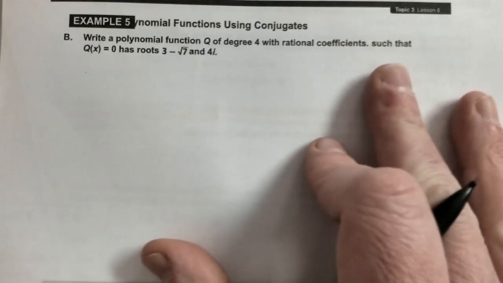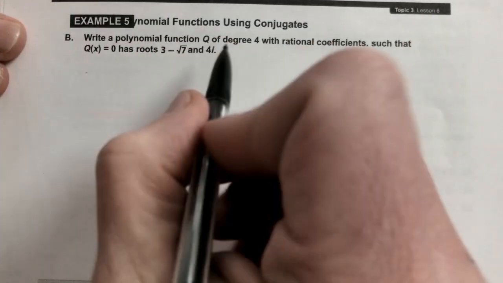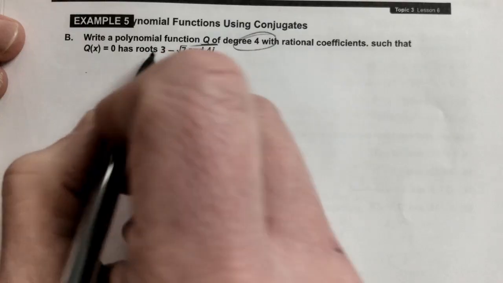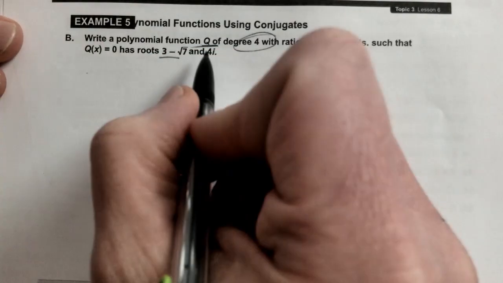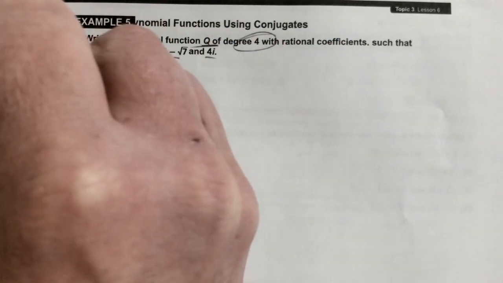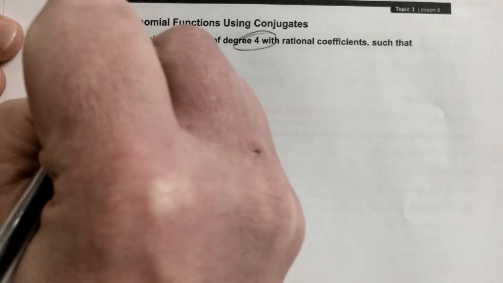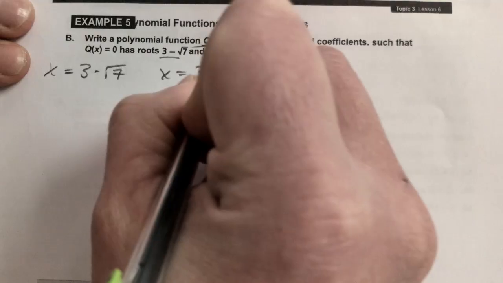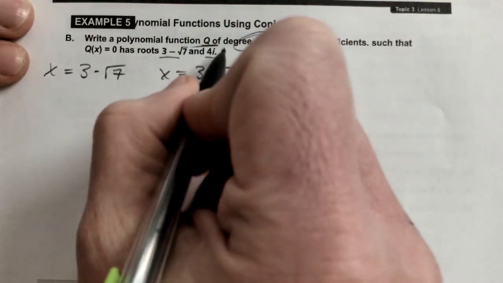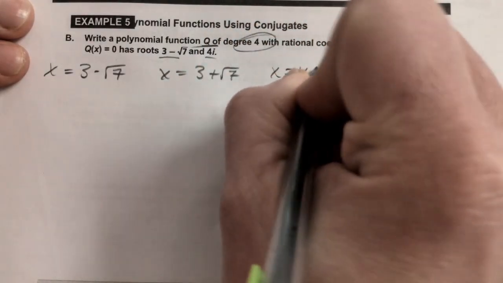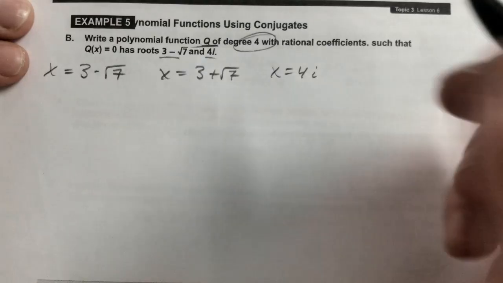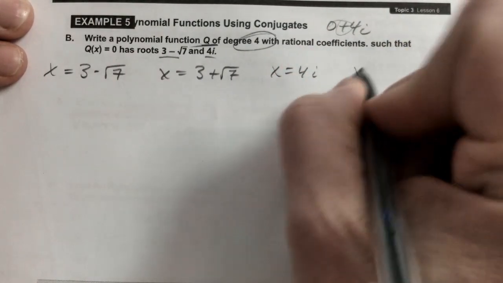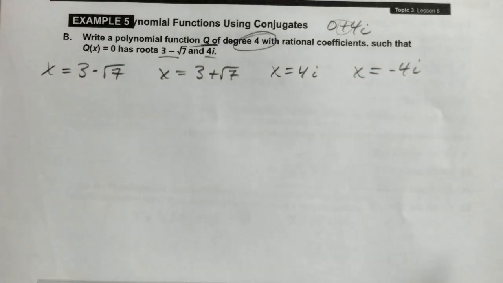All right, moving along, this next problem says polynomial function q of degree 4 that has the roots 3 minus root 7 and 4i. So we get x equals 3 minus root 7. We need the conjugate, so x equals 3 plus root 7. Then 4i, so x equals 4i. And the conjugate, now there's no middle term, so this really says 0 plus 4i. We'd have to switch the middle here, so x equals negative 4i.